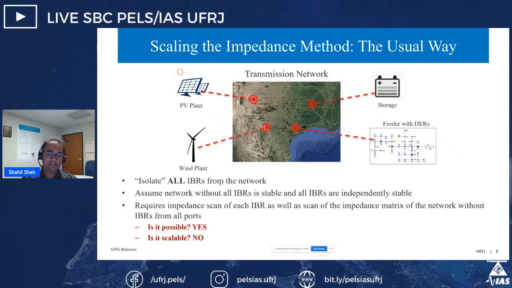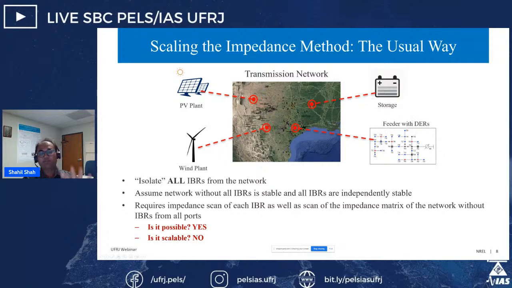So in this case, now you will have to look at the impedance of each IBR to do stability analysis, as well as of the network, looking from all these points of interconnection. So for example, in this diagram, I'm showing four IBRs, right? One PV plant, wind plant, one storage, and one feeder with several DERs.